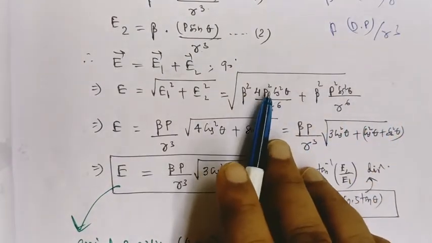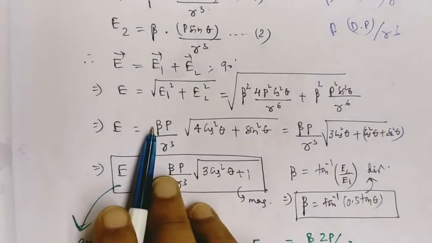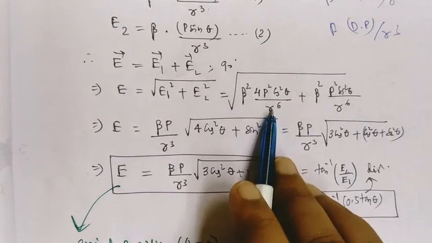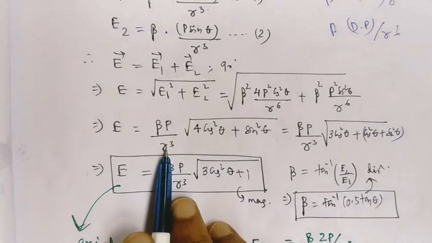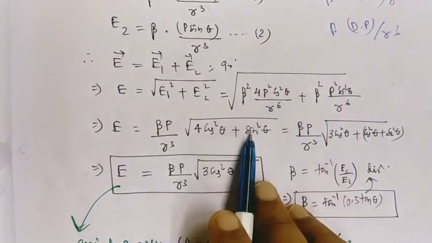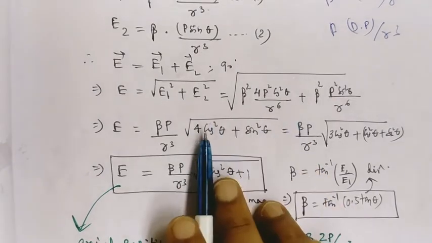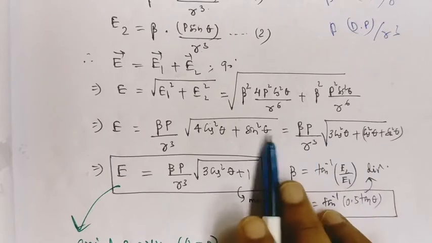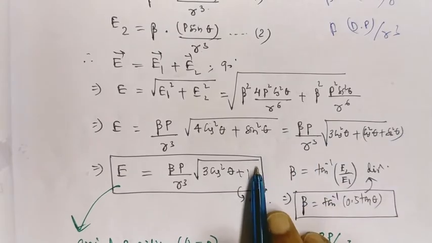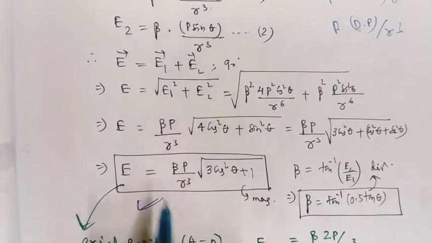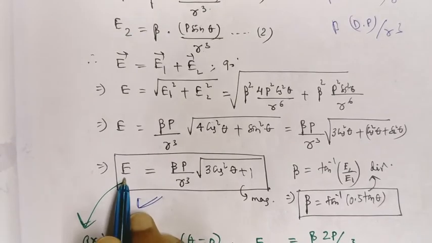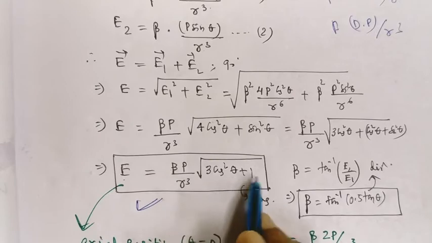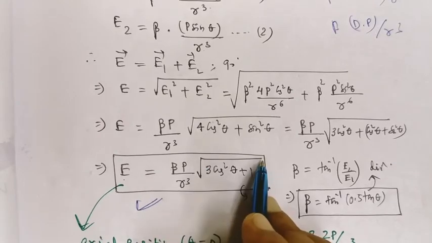K square under root is taken outside as K. P square under root is taken outside as P. R to the power 6 under root is taken outside as R cube. Only remain square root of 4 cos square theta plus sin square theta. 4 cos square theta is simply split into 3 cos square theta plus cos square theta. Cos square theta plus sin square theta is taken as 1. So this is the general formula. Resultant intensity is K P by R cube, square root of 3 cos square theta plus 1.